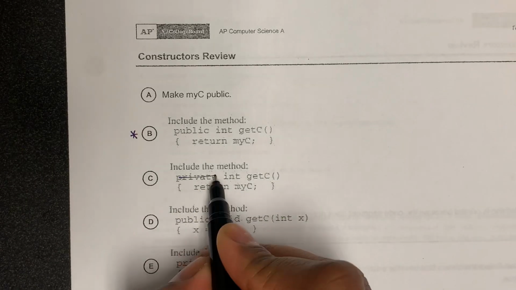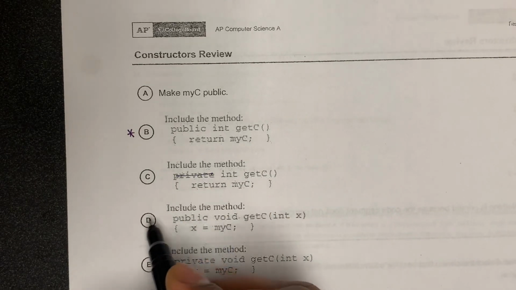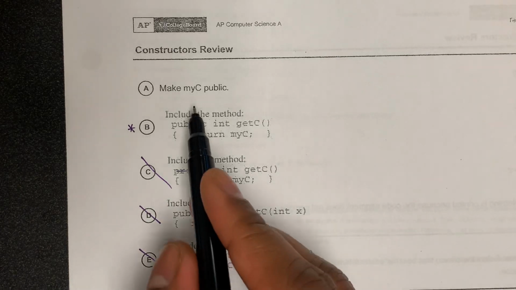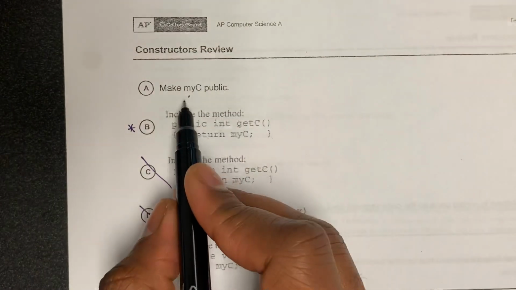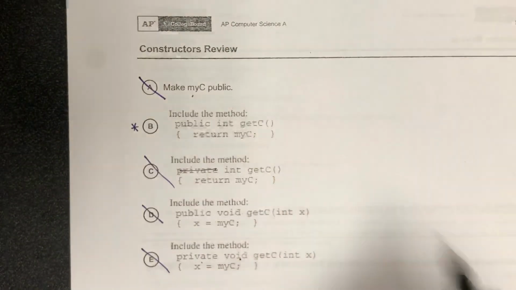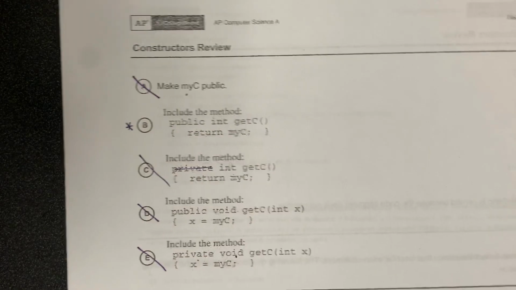Private is never going to work for a method. Public void is going to change the value. Private void is going to be wrong because it's private and it's a void. And making myC public would allow access to the variable outside the class, so we don't want that. So just B is going to be the correct answer.